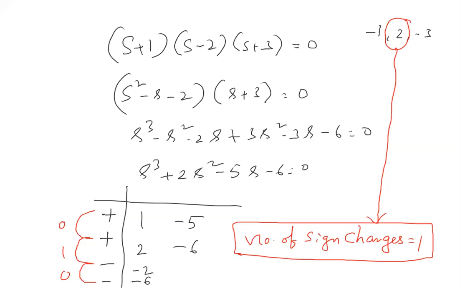In the third row it should not be plus, it is plus 2. 2 into minus 5, 2 into minus 5 is minus 10. Minus plus 6. Is this right or wrong? Minus 2 only it is.